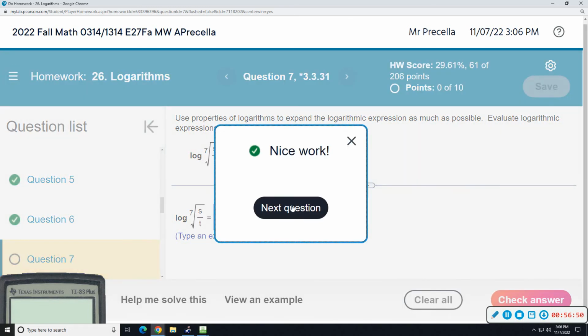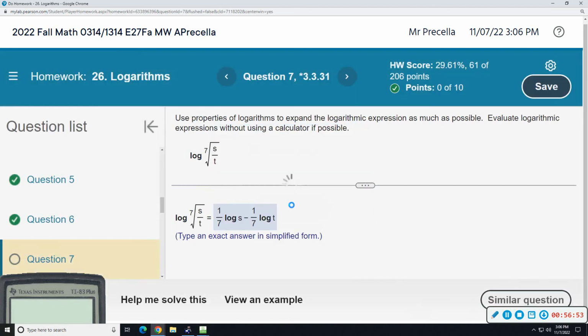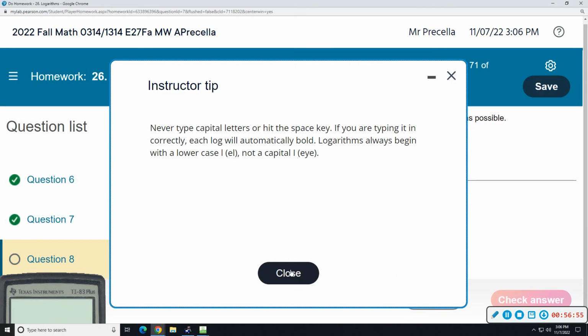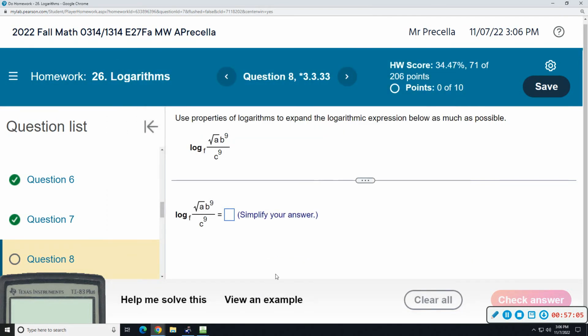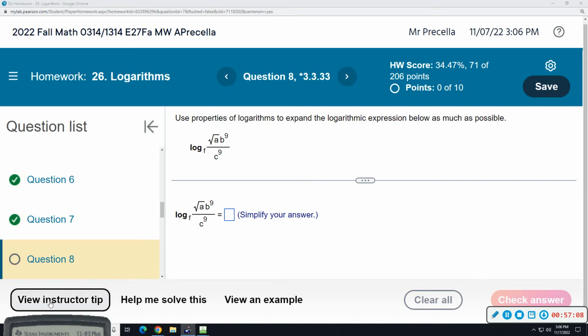Are y'all caught up with me? More of that same note. That instructor tip, the first time you click on a problem, it'll show it every time. But after you've clicked on it one time, it won't show it automatically. You'll have to click here if you want to read it. Okay? So number 8. There's a square root in it, so I can't just jump into the answer. I need to rewrite that square root with a fractional exponent.